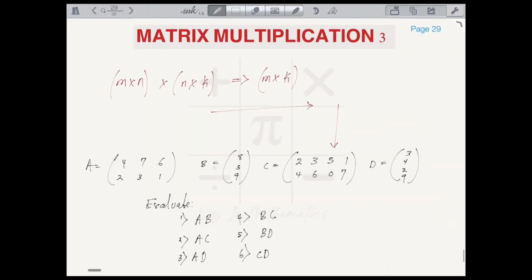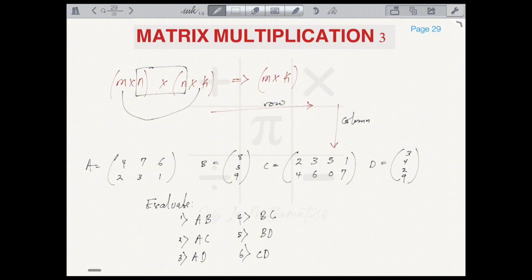Still on matrix multiplication. In the last video, we saw that when we multiply two matrices, it is possible when the column number of A is equal to the row number of B, and therefore the result will be an M by K matrix. And we know that matrix multiplication is the row multiplied by the column.